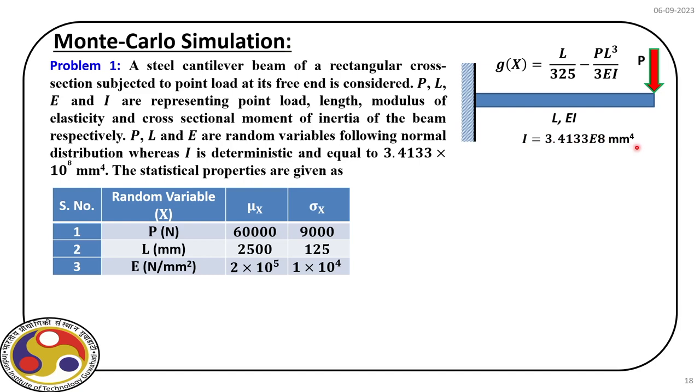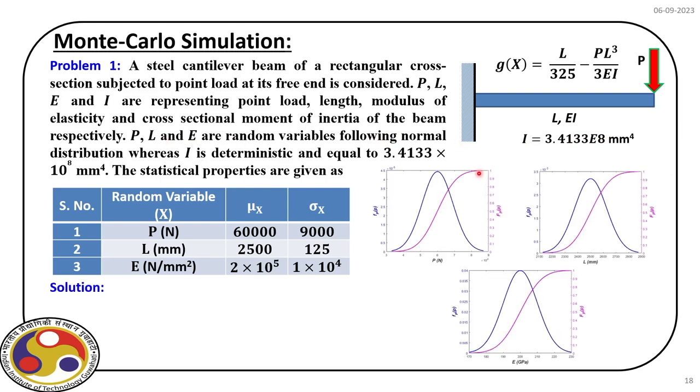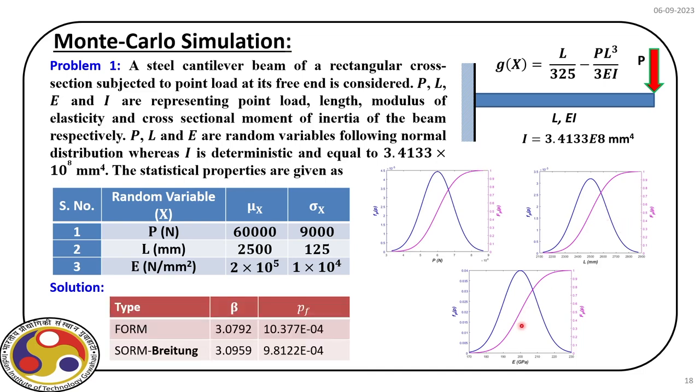So all these random variables are following normal distribution. If you plot these random variables, you can see on your screen, they are following normal distribution. You can see the PDF and corresponding CDF for all three random variables. Then we have solved this problem using FORM and SORM. The results from FORM and SORM you can see on your screen.